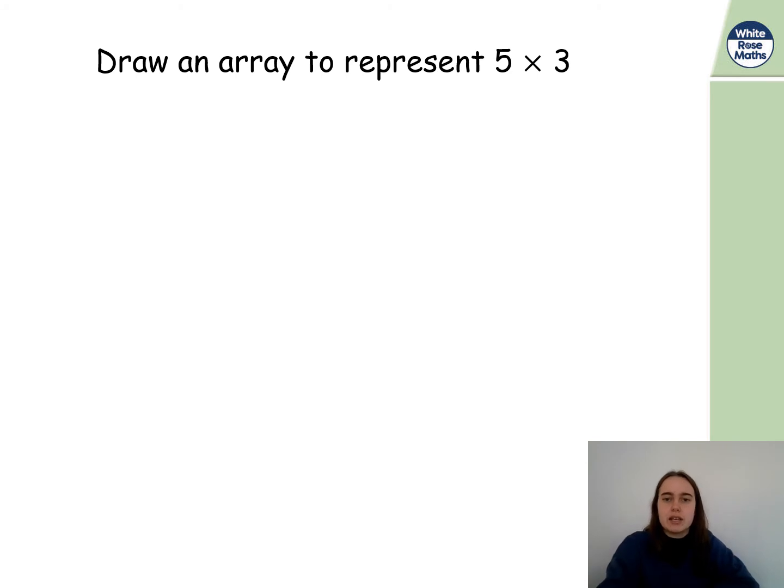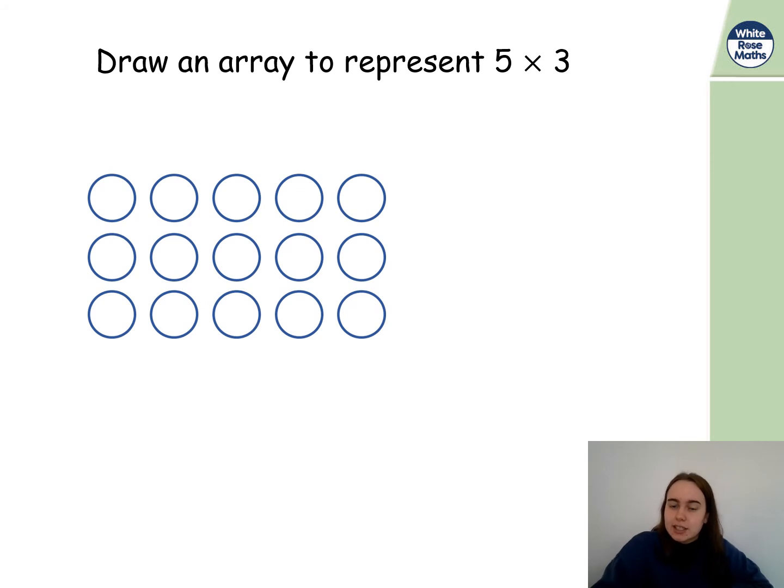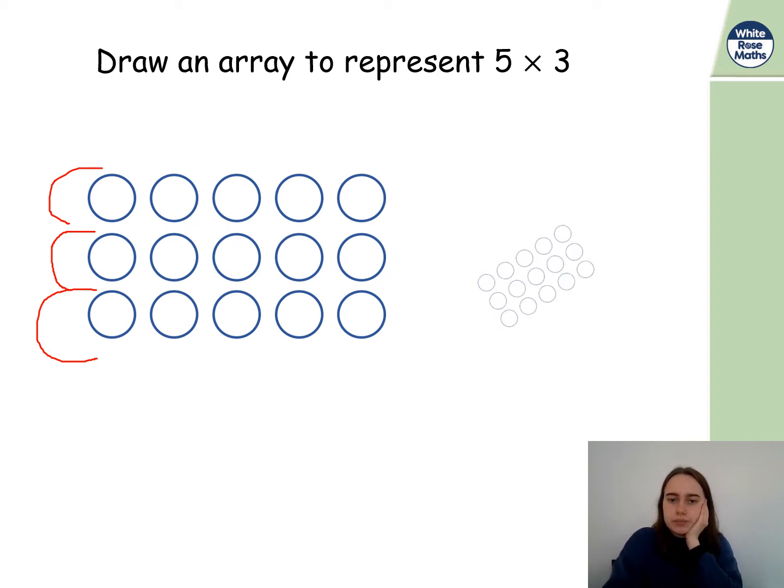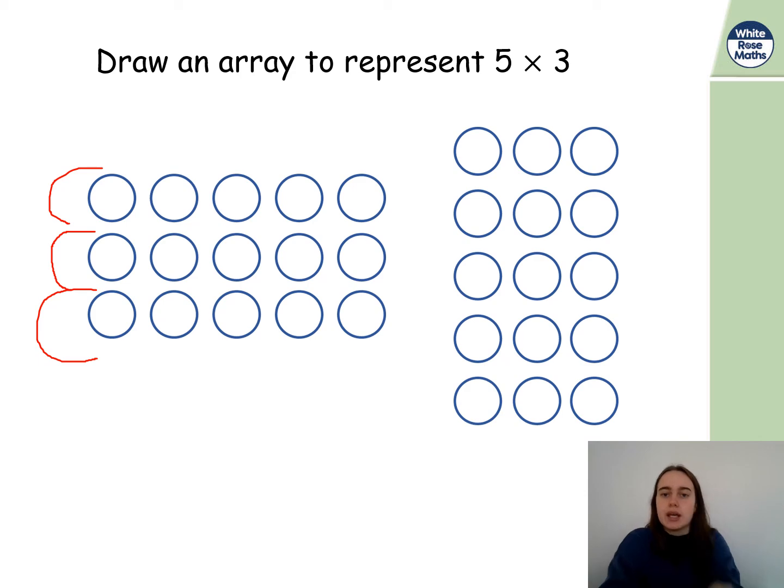Okay, so on this slide it asks us to draw an array to represent 5 lots of 3. So we could have it like this. Now, depending how you break this up into groups, this could be 1 group down that row, 1 group down that row, and 1 group down that row. So that's 3 groups of 5. Or we could have it this way, and we might have 1, 2, 3, 4, 5 groups of 3. So both of these arrays show us 5 multiplied by 3.